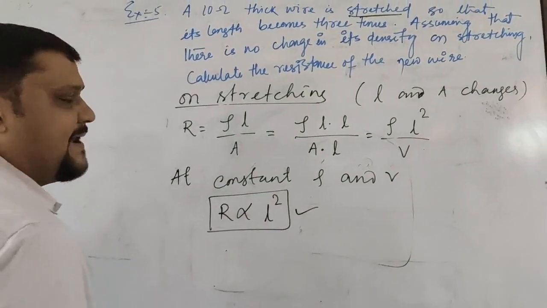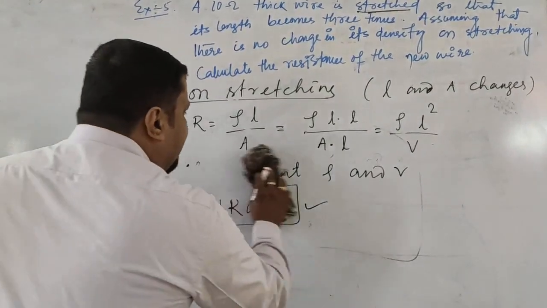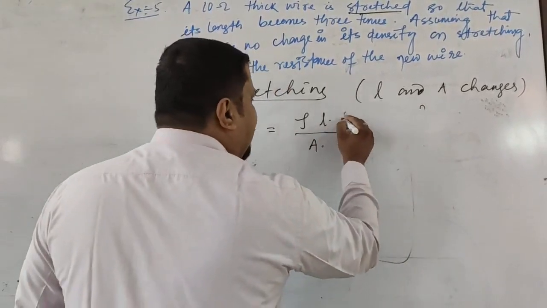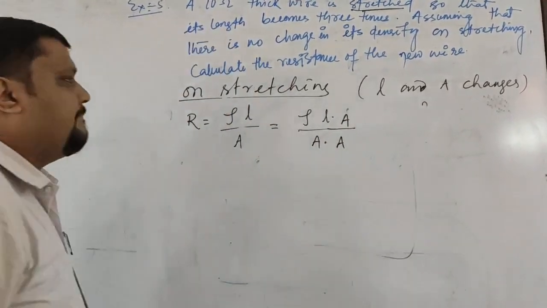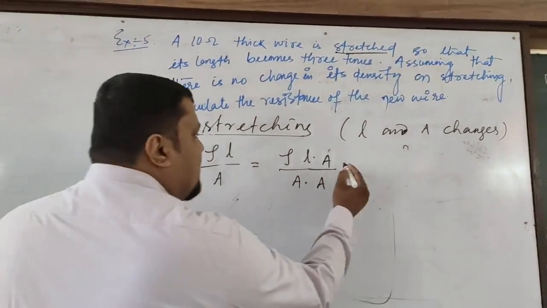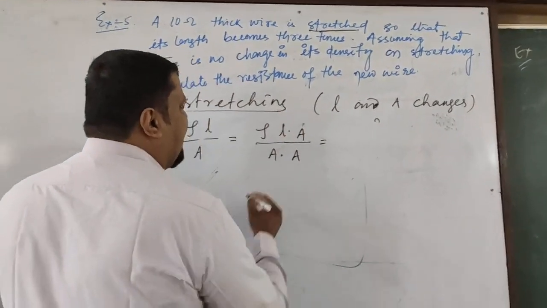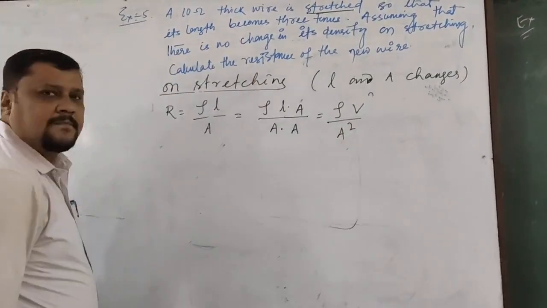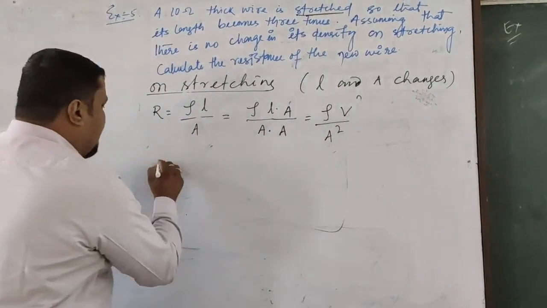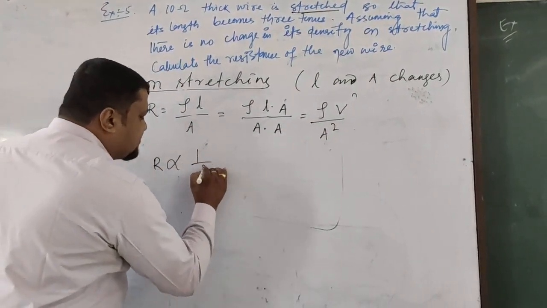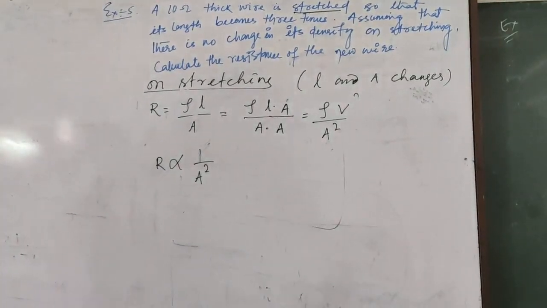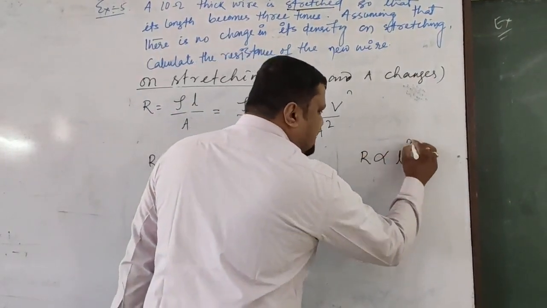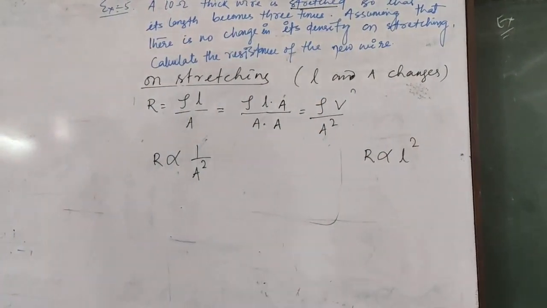For area of cross section, the same procedure applies. Let me write here, this is the formula. Now let us multiply area into area, and divide by area, so there is no change, area gets cancelled. So this is equal to rho L into area, which is volume, divided by S. So at constant rho and B, R is inversely proportional to A square. So on stretching, first part is R is proportional to L square, and R is inversely proportional to A square.